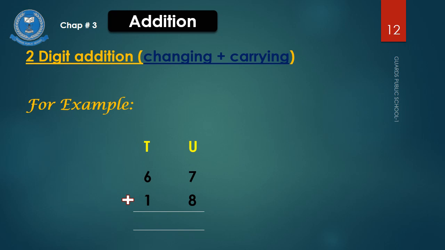So, what will we do first? To add, first we add the unit column numbers. The numbers are 7 and 8. When we add 7 and 8, we get the answer 15, which means 1 ten and 5 units. 5 comes in the unit column and 1 goes in the tens column.